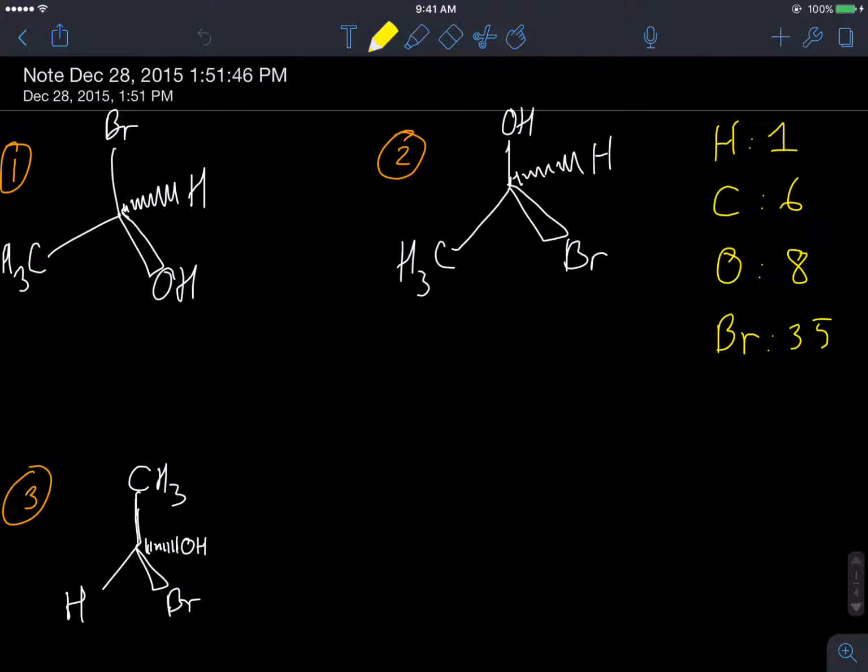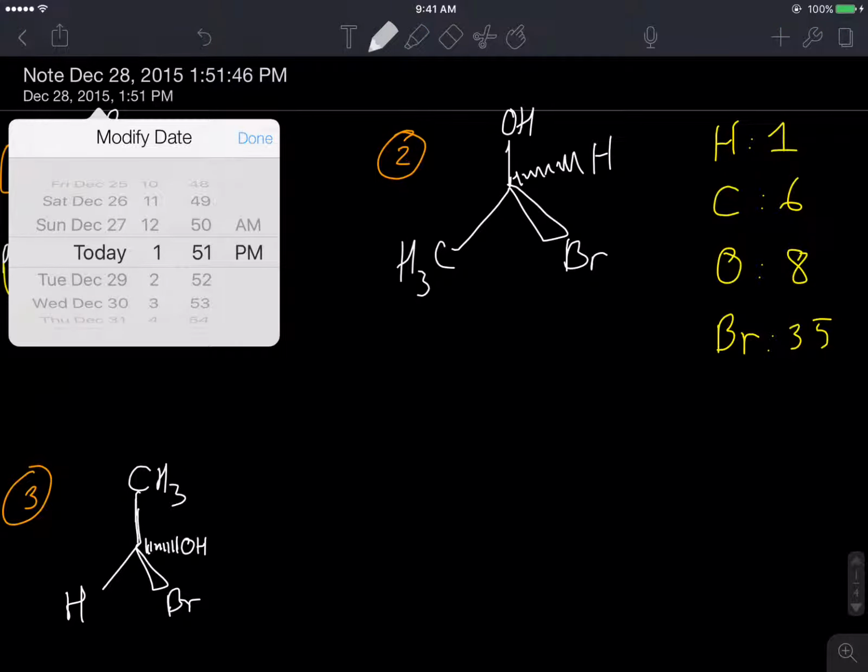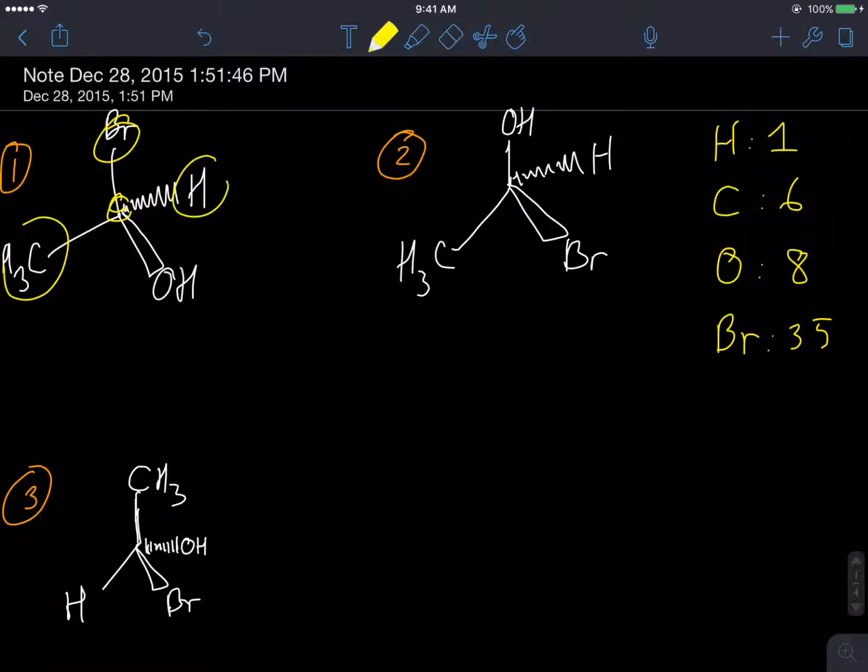Is this carbon a stereocenter? No, because it has three same elements. It doesn't have four different elements. How about the carbon right here? It has four different elements. Yes, you have carbon, bromine right here, hydrogen and oxygen. So based on the atomic number, bromine is first, oxygen is 2, carbon 3, hydrogen 4.